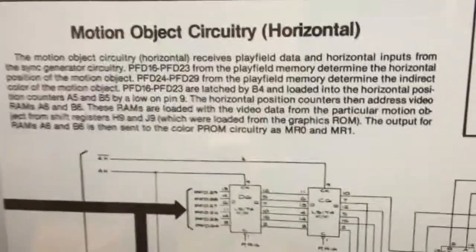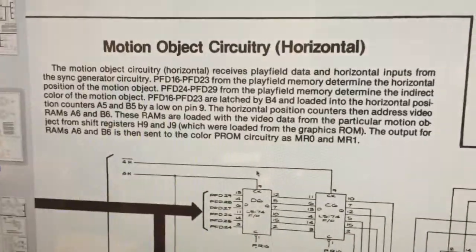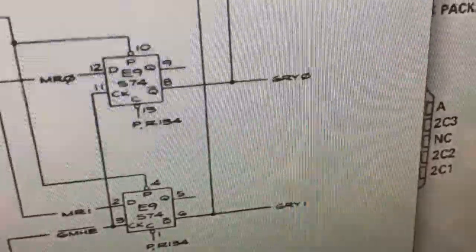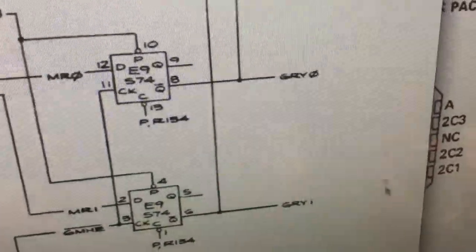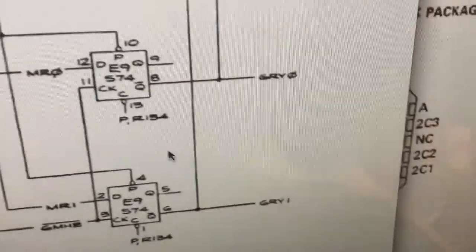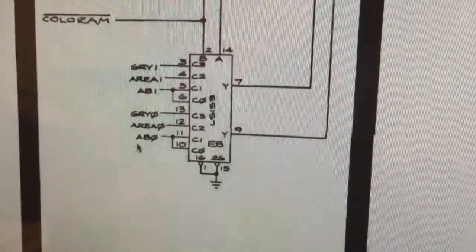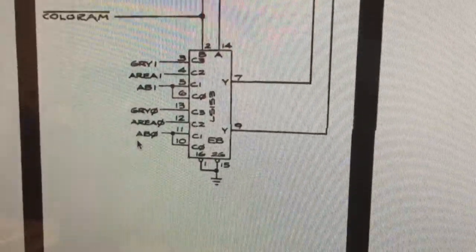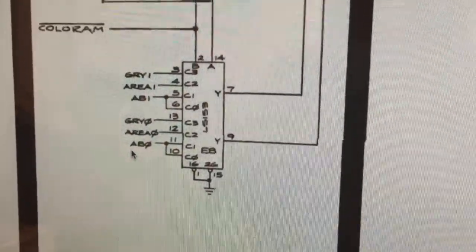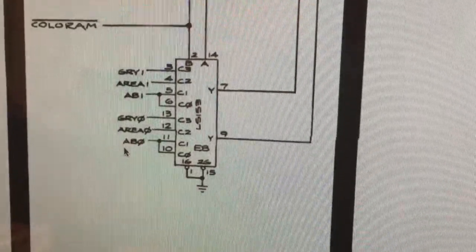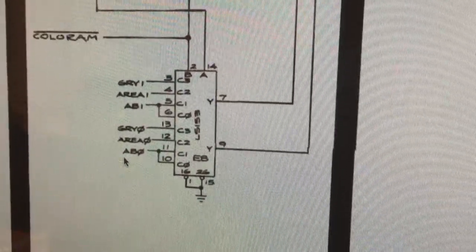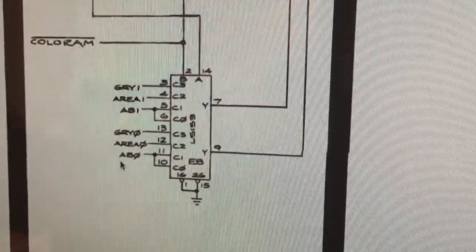Okay, and just to show you, there's a bit of motion object circuitry. The details are not really important, but important is that the output that is generated from this circuit is those two signals right here. Okay, so again, the multiplexer is at position E8. It's an LS153, and we're going to look at signal lines 3 and 13 with our logic probe.